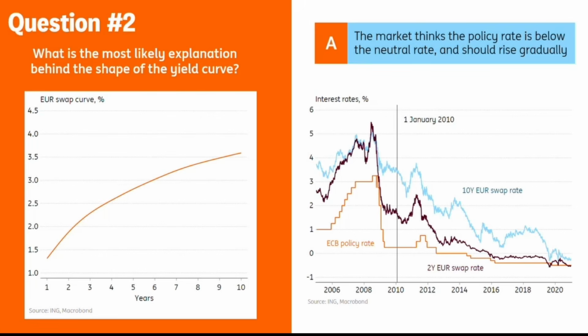Markets were wrong on this one, because you can see actually the ECB had to cut even further and actually lasted there for almost, more than 10 years. So that doesn't mean yield curves are always correct. But in this case, I would go for answer A.